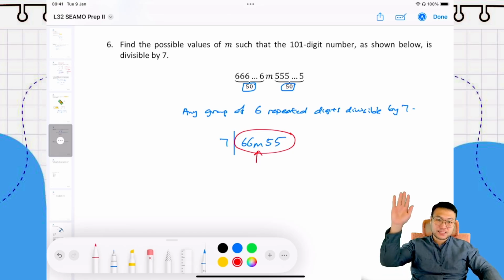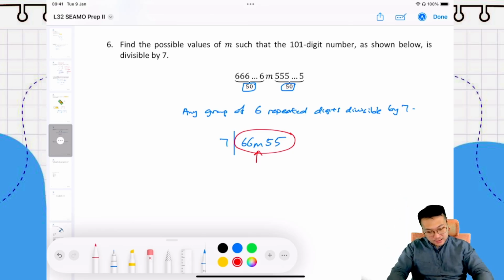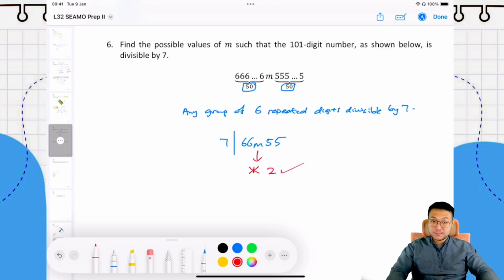Students, how many of you use guess and check? Okay, it's valid. You can start guessing, no problem. You can say that, okay, maybe m is 0. Then you try to divide it. Can it be divided by 7? Yes or no? No, you can't. So why not we try 1? You can't. Why not you try 2? And 2 works. You can actually divide it by 7 now.